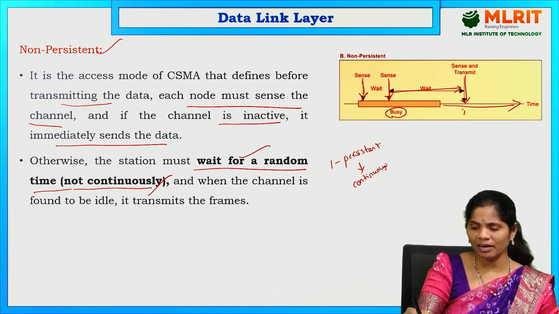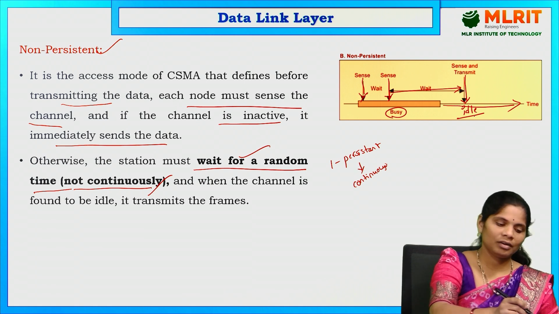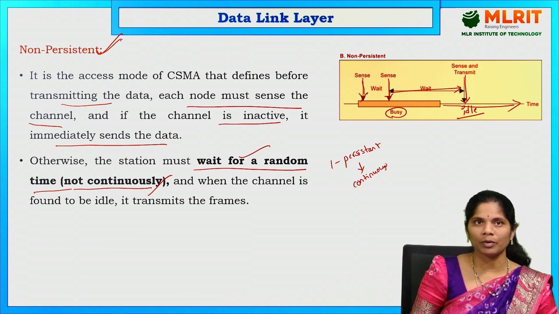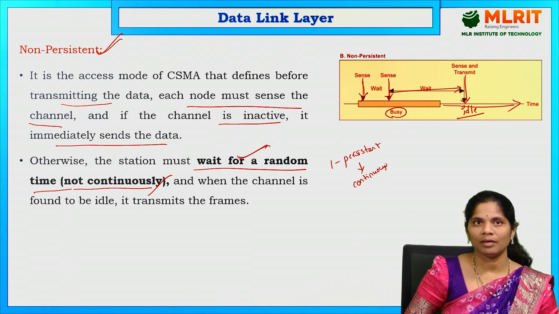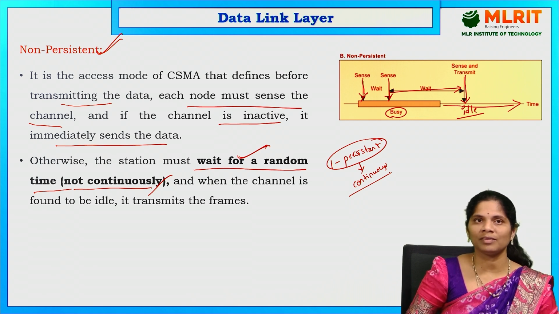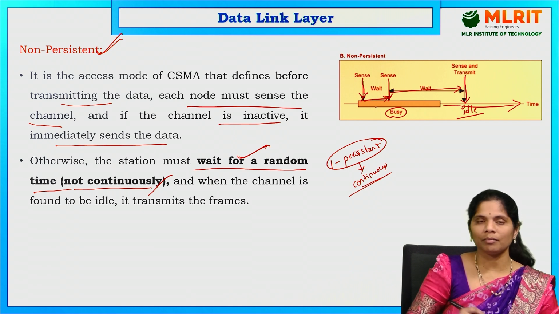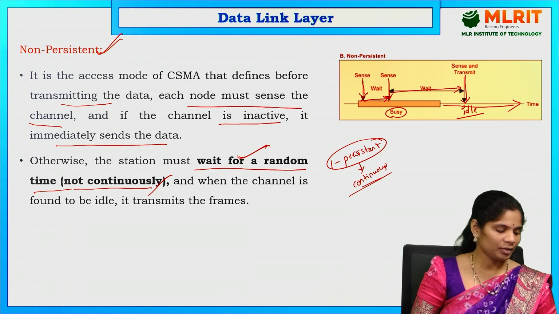If it is idle, then it immediately transmits the frames. That is the condition. Non-persistent is mainly about randomness. It will wait a random amount of time if the channel is busy. Coming to one persistent, it continuously checks whether the channel is busy or idle, and here it will wait some random amount of time and then sense the channel again. That is the difference between one persistent and non-persistent CSMA.